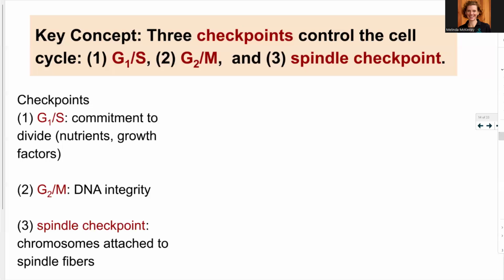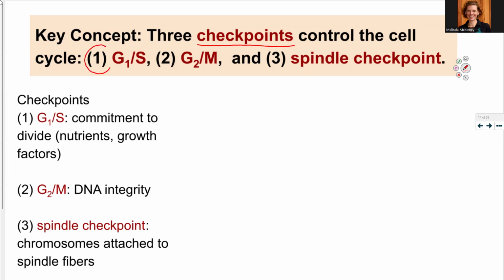Bio 181, Chapter 10, video on cell division, how cells divide. And now we're going to be looking at checkpoints that are going to regulate the cell cycle and determine if the cell actually goes through cellular division. So there are multiple checkpoints. We're going to learn about three.